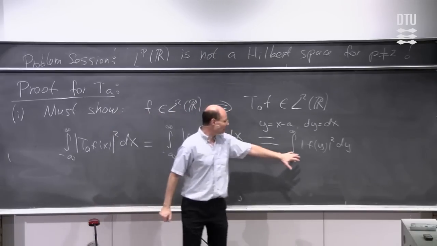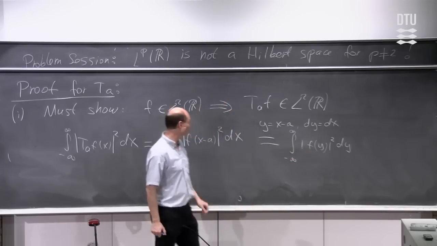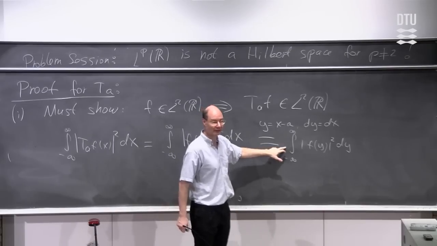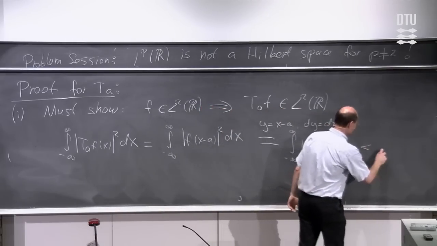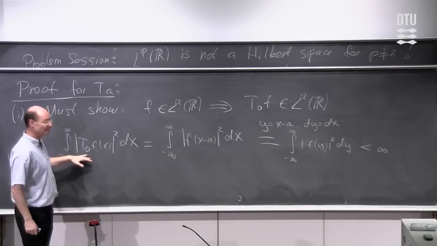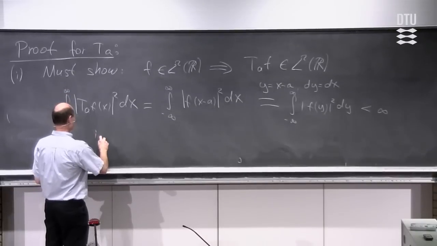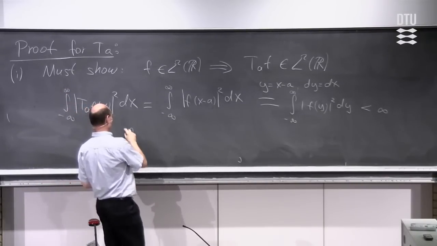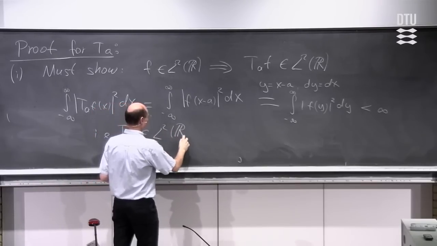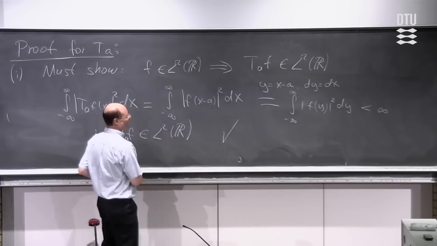So here you can see you're just left with the integral of f of x, or f of y, to the power 2. And the assumption that the function is in L2 means exactly that this integral is finite. So that means at the end of the calculation, we see that TA of f actually belongs to L2. So this is the first part. This is okay.